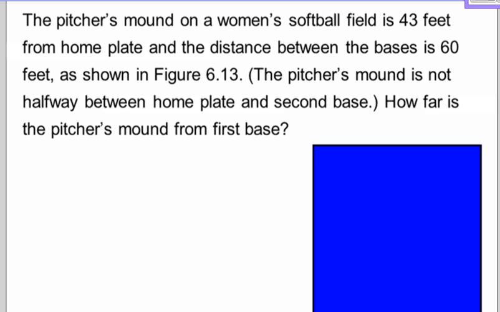All right, so let's see here. The pitcher's mound on a women's softball field is 43 feet from home plate. The distance between the bases is 60 feet as shown in the figure. So I've got the figure covered up because I want us to draw the picture. Then they tell us the pitcher's mound is not halfway between home plate and second base. How far is the pitcher's mound from first base?